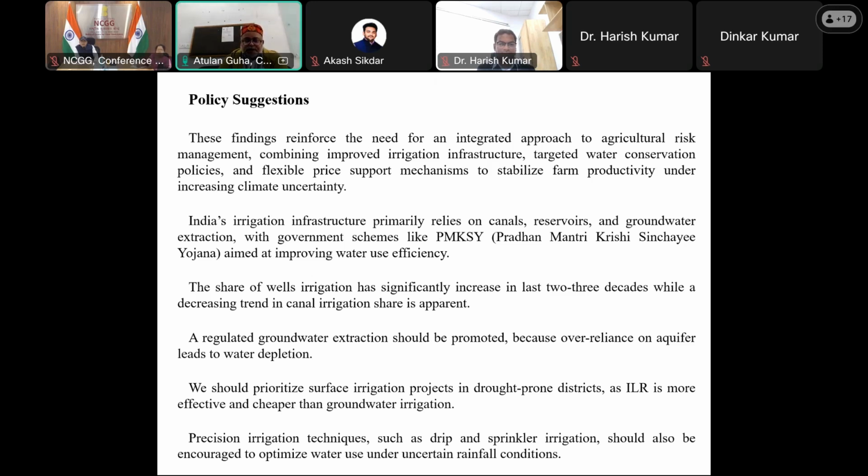So regulated groundwater extraction has to be done, because otherwise this over-reliance on aquifers will lead to water depletion, which will be very devastating for us. So there has to be greater regulation on groundwater extraction. And we should also prioritize surface irrigation projects in drought-prone districts, as it is more effective and cheaper than groundwater irrigation. And precision irrigation techniques, such as drip and sprinkler irrigation, should also be encouraged to optimize water use under uncertain rainfall conditions.